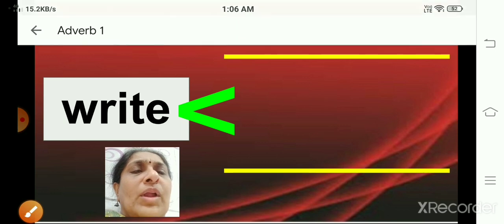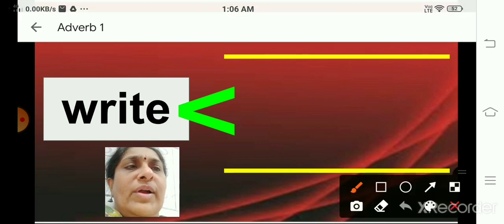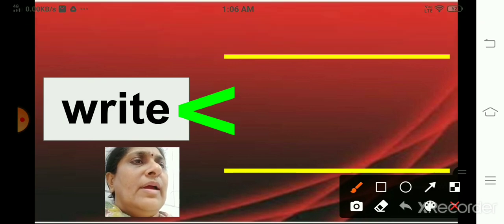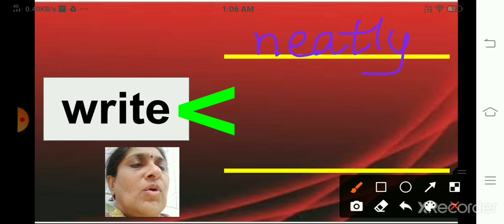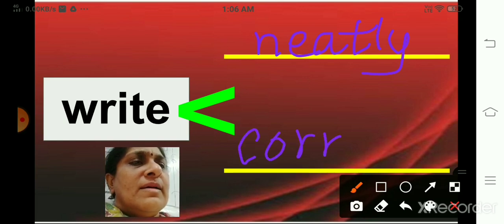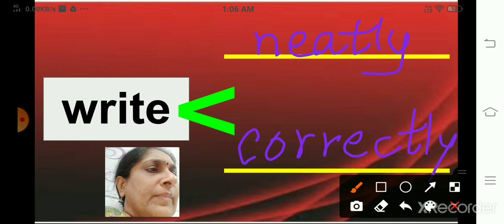Next, write. What can be the suitable adverb for write? Write neatly. Or we can also write correctly. Write neatly, write correctly.